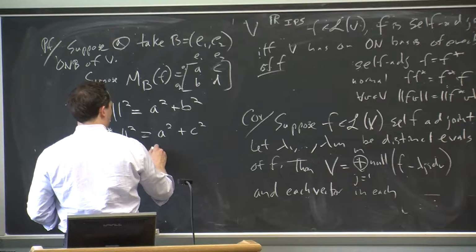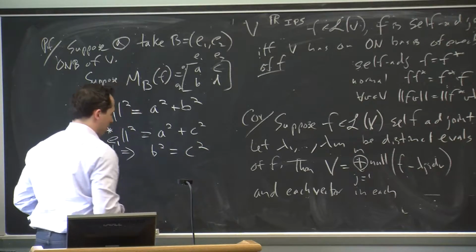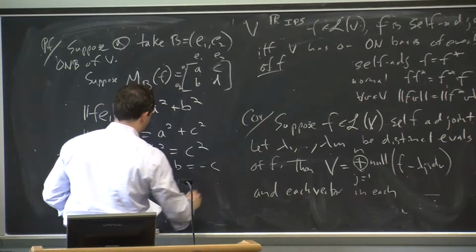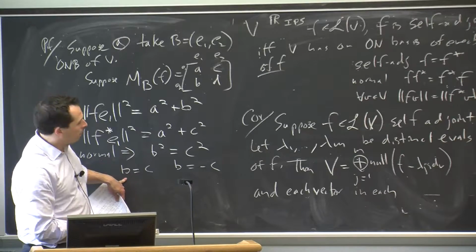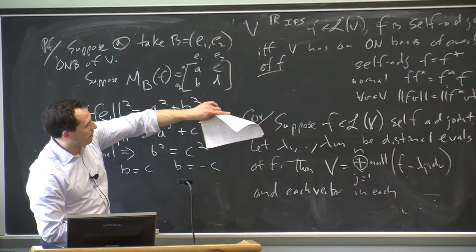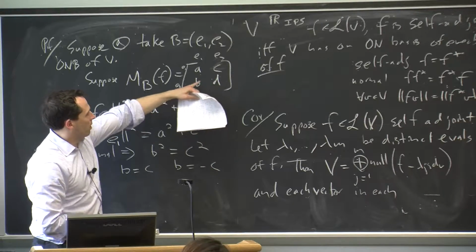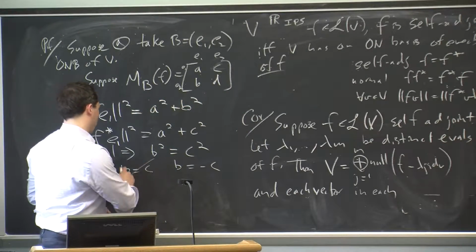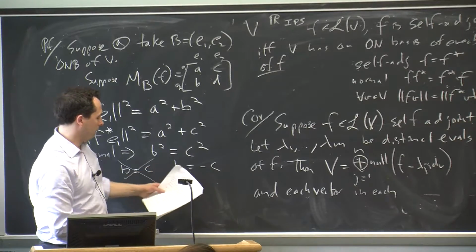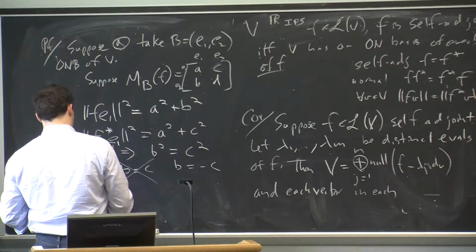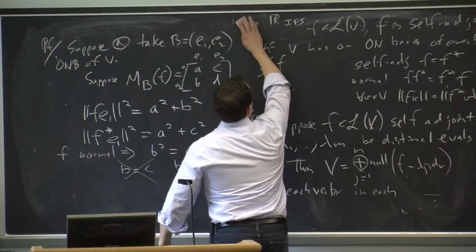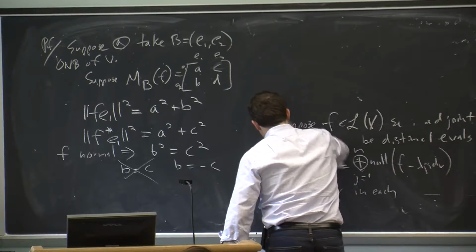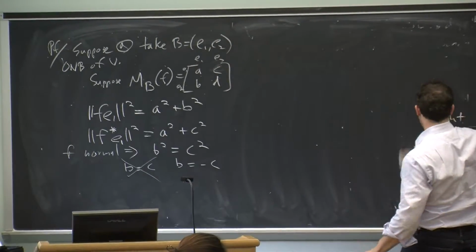If these are equal, that means that b squared equals c squared. Now for real numbers, there's two things that can happen. Either b is equal to c, or b is equal to negative c. We can't have b equals c. If we had b equals c, it would be the same type of degeneracy that would make this matrix symmetric and therefore self-adjoint. So we're saying that f is normal, but not self-adjoint. So b equals c is out because we know the matrix is not self-adjoint. So it must be that b equals negative c. So that means so far we've worked out some constraints on the matrix with respect to this orthonormal basis, which was arbitrary.